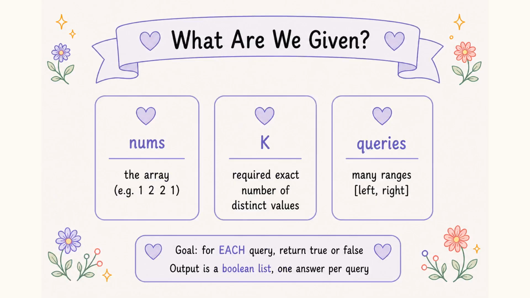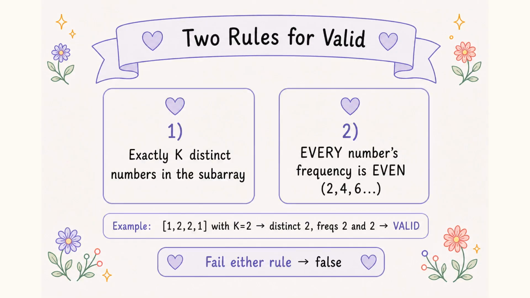What are we given? An array nums, an integer k, the exact number of distinct values we need, and many queries, each arranged from left to right. For each query, we return true or false. So the output is a Boolean list with one answer per query. A subarray is valid only if both rules pass.